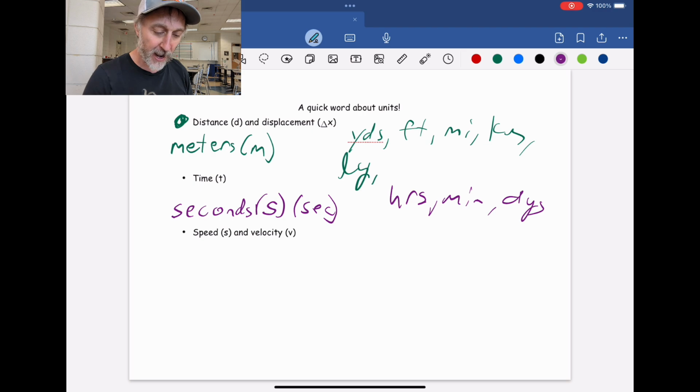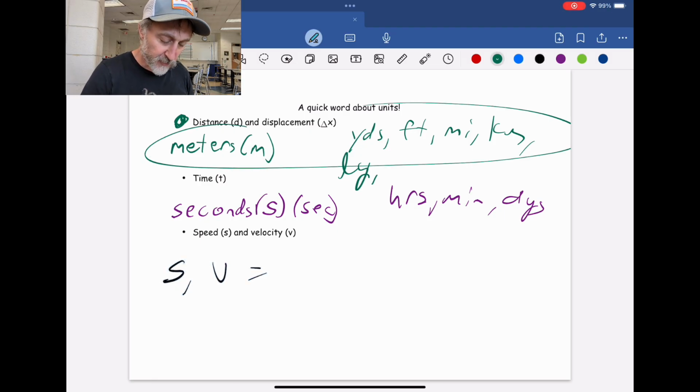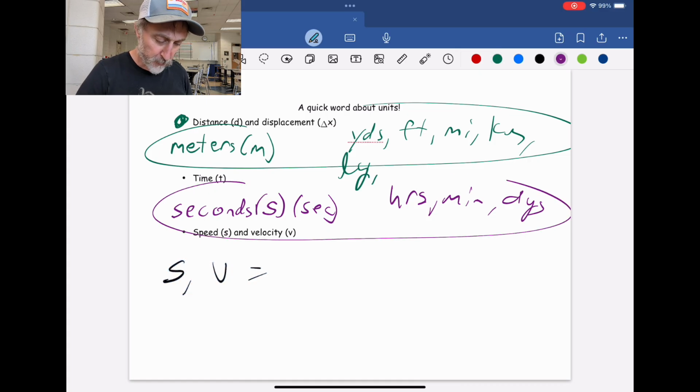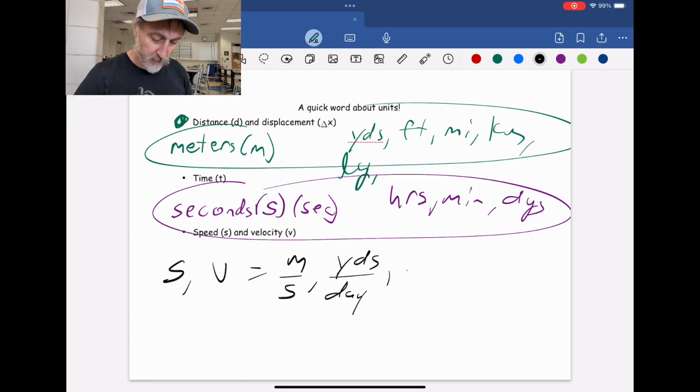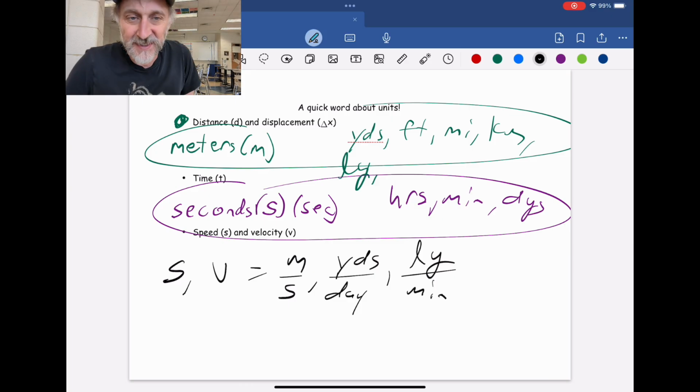So when you find your average velocity or your average speed, or any kind of speed or velocity, it's always going to be in one of these green units per one of these purple units. So you could have meters per second or yards per day or light years per minute or whatever.